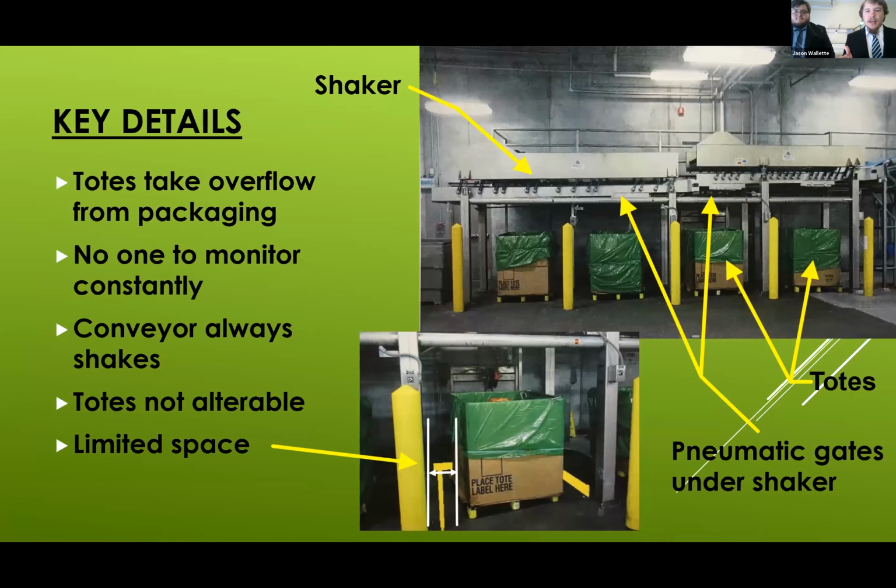As you can see in the upper right picture, this is the overflow area. Fries would come down to this area when the baggers couldn't keep up, and they would go to this shaker that you see here at the top that we have labeled, and this shaker would let the fries bounce along into these totes below. In between the totes and the shaker are these pneumatic gates that would allow fries to either fall into a tote or move on to the next tote.